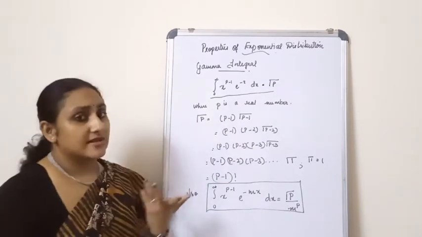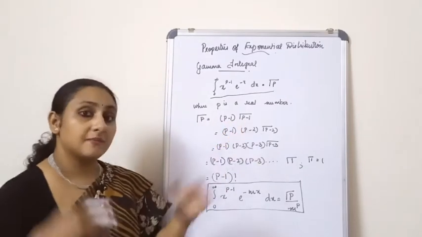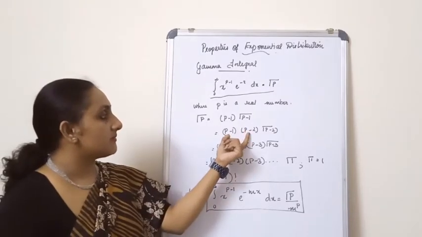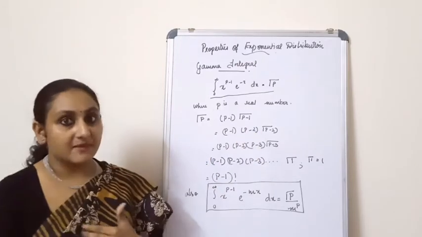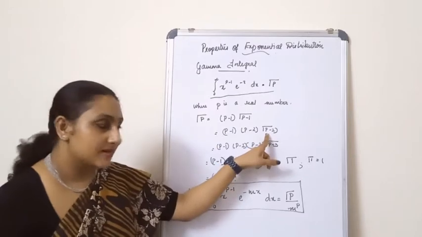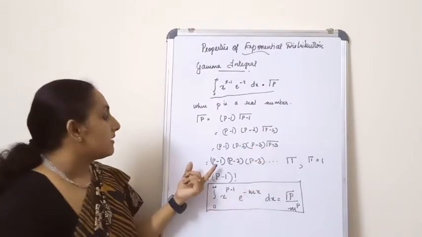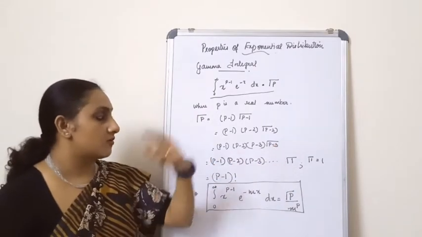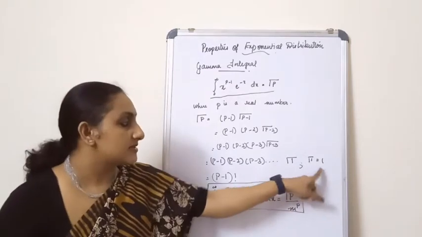Now, what is actually gamma p? Gamma p is equal to p minus 1 into gamma p minus 1. That is equal to p minus 1 into p minus 2 into gamma p minus 2. Now, what is gamma p minus 2? It is p minus 3 into gamma p minus 3. So p minus 1, p minus 2, p minus 3, and this goes on up to gamma 1. Now what is gamma 1? Gamma 1 is 1 itself.